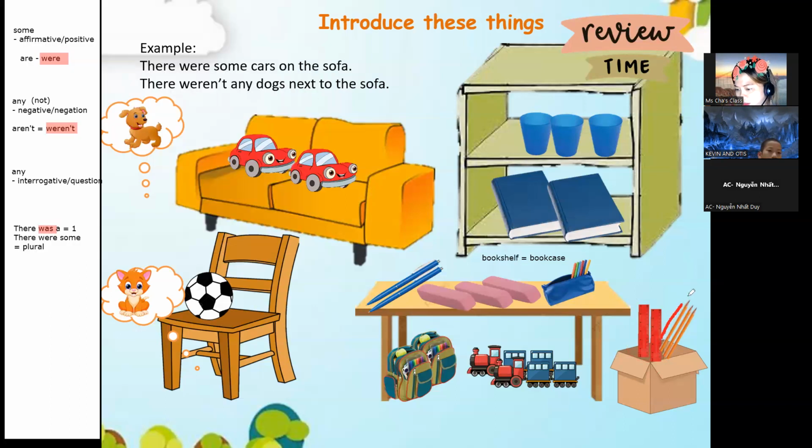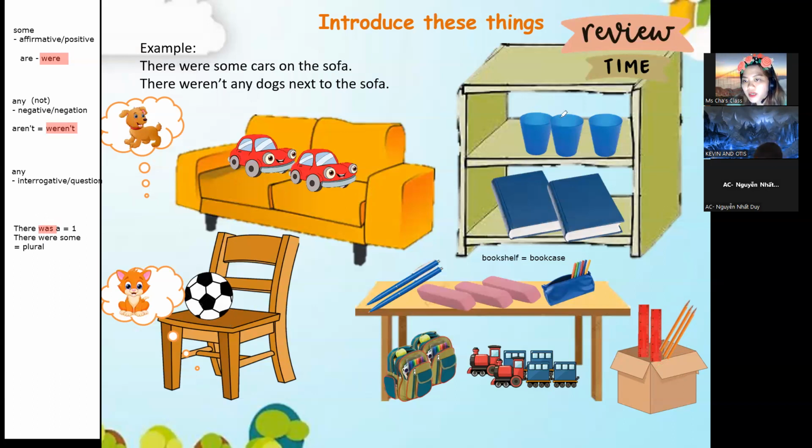How about this? How many pencils are there? Three. All right. So what are you going to use? Was or were? Were. All right. Make a sentence. There were some pencils in the box.